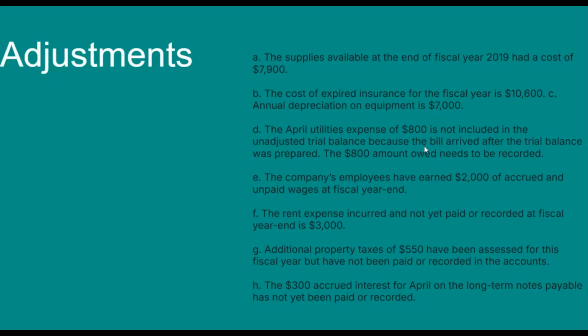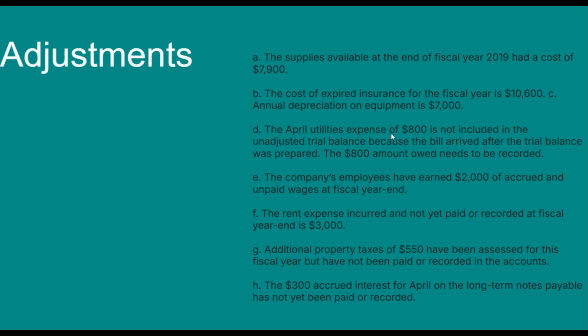As follows are the adjustments made in the 2019 fiscal year of this company. It goes as follows. The supplies available at the end of the fiscal year 2019 had a cost of 7,900. The cost of expired insurance of the fiscal year is 10,600. The annual depreciation on equipment is 7,000.